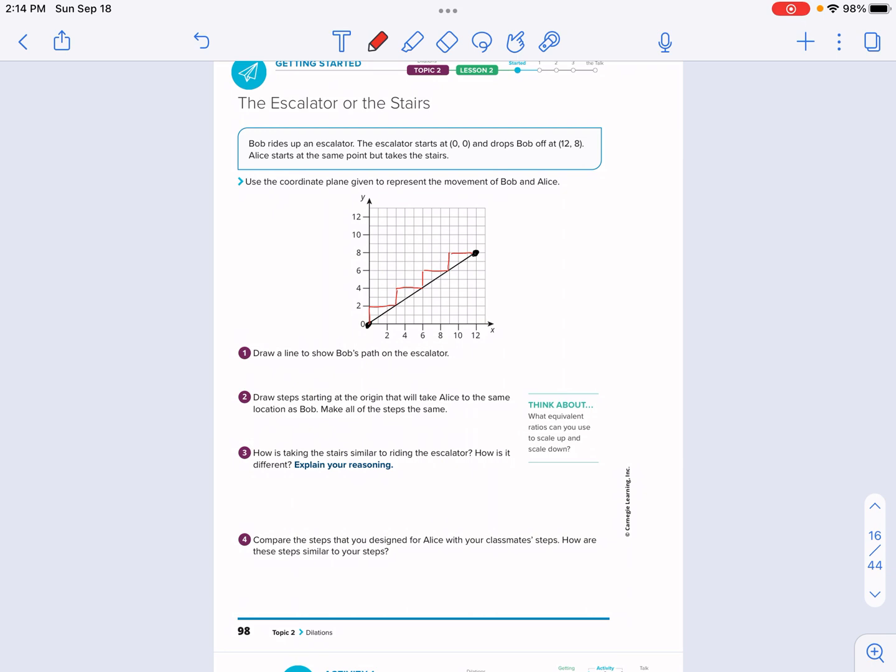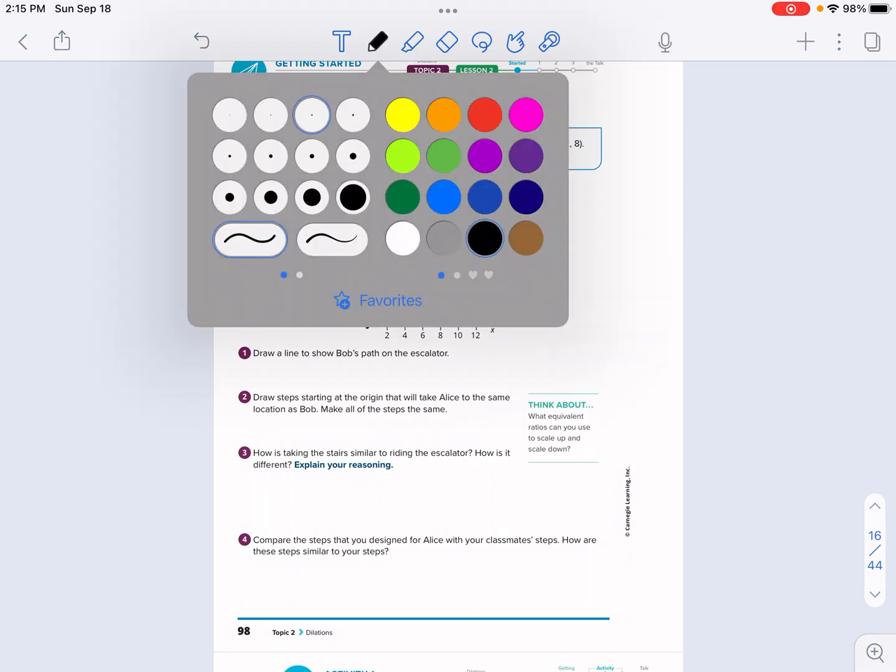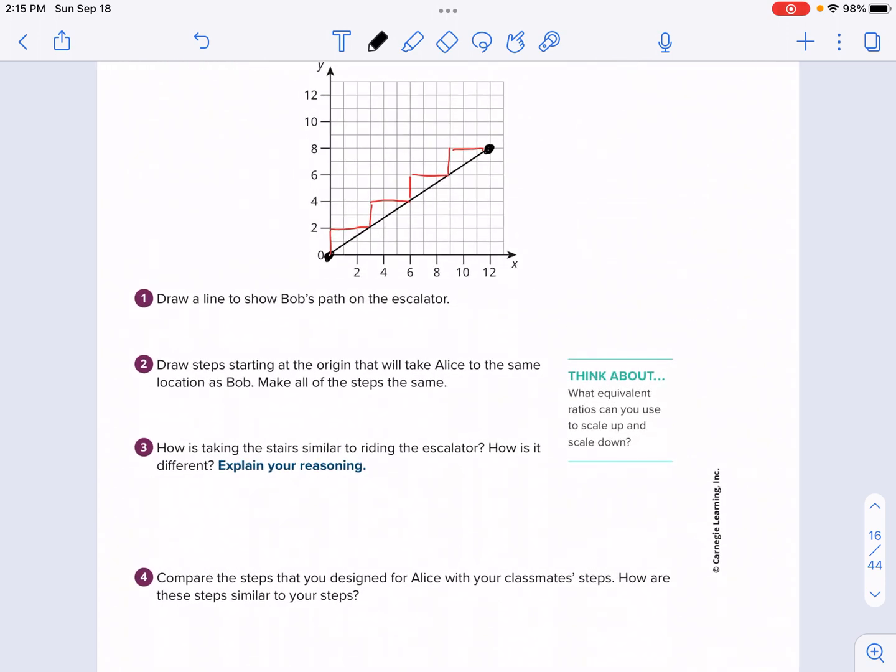Okay, so we drew that there, so we don't have to answer anything in this space. But for number 3, we will. How is taking the stairs similar to riding the escalator? How's it different? Okay, so we're going to say for this, starts, well, we'll say starts and ends at the same place.